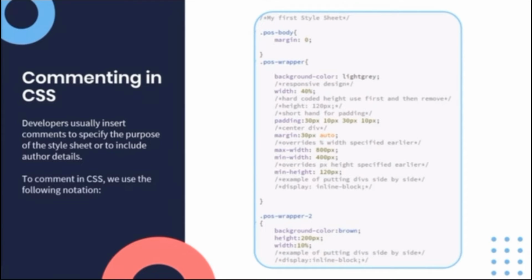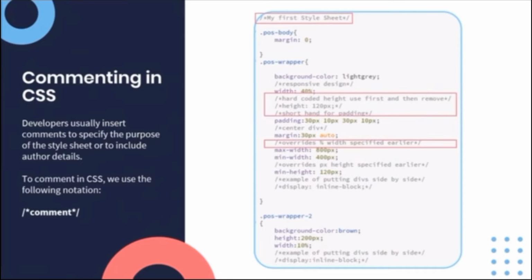If we want to comment in CSS, we must use the following notation, where we have a slash with an asterisk, your comment, and then another asterisk with another slash. Okay, your comment needs to be in between the two asterisks. And an example here would be these several comments that we have over here. In the first one, we just have a basic comment that says, "This is my first style sheet."